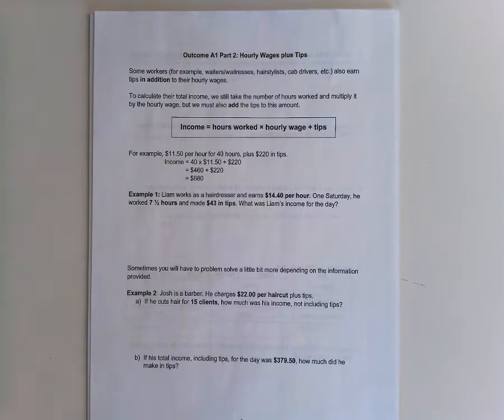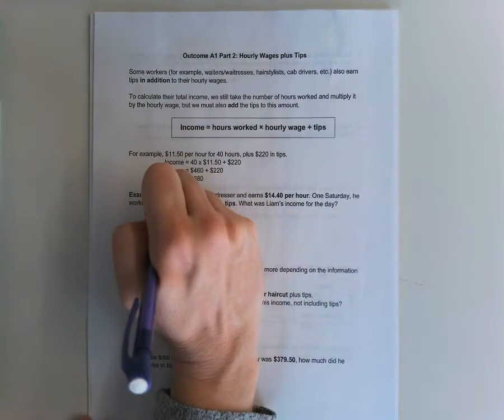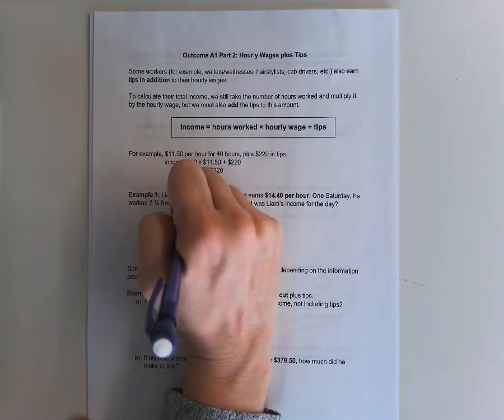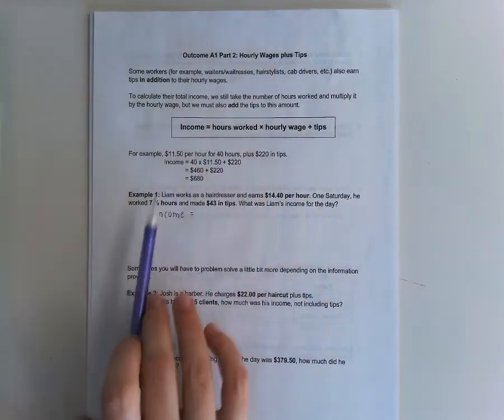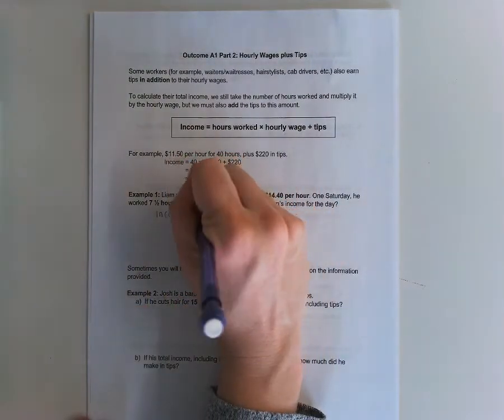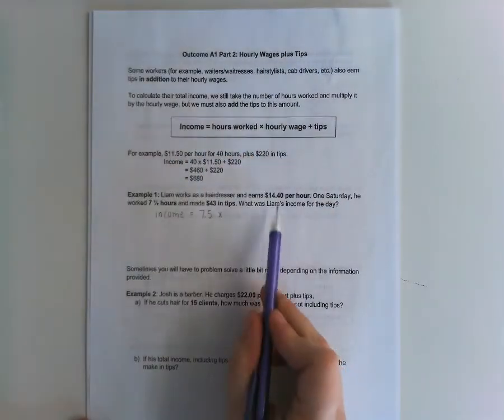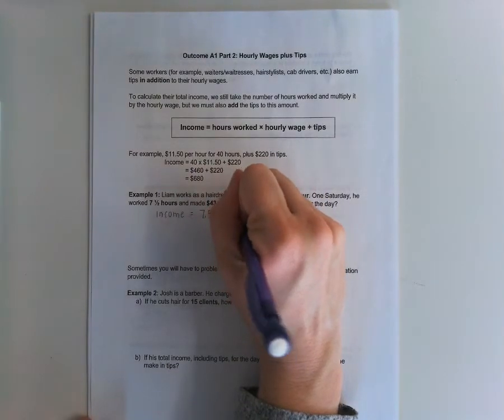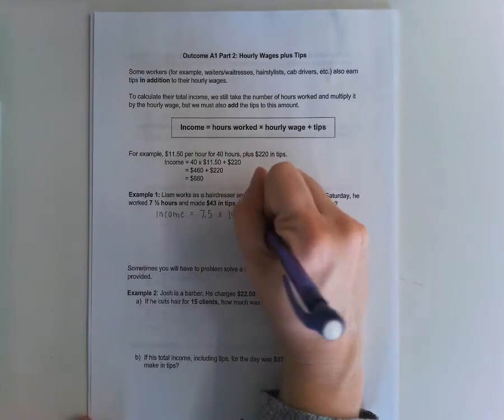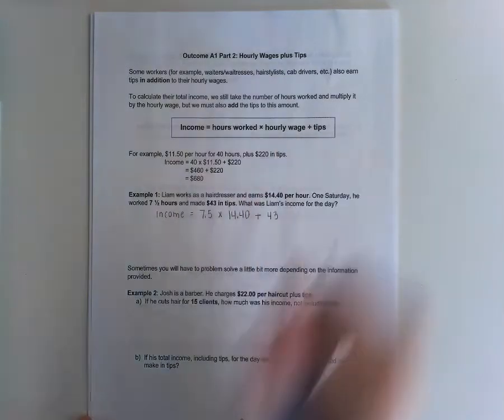In example 1, it says Liam works as a hairdresser and earns $14.40 per hour. One Saturday, he worked 7.5 hours and made $43 in tips. What was Liam's income for the day? So remember, to get his income, we're going to take the hours worked, which was 7.5. Remember, as a decimal, that's 7.5 times his hourly wage of $14.40, and then add the tips, which were $43.